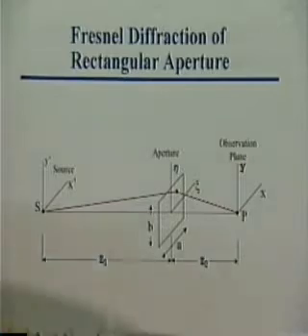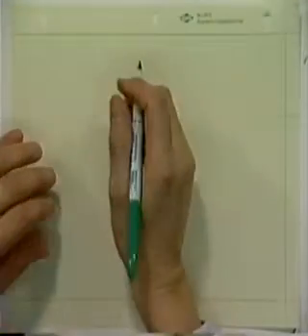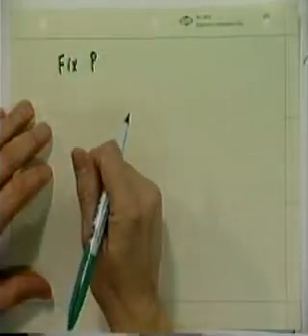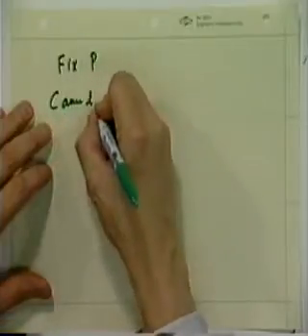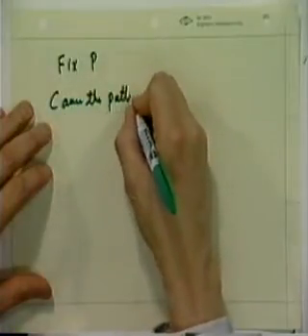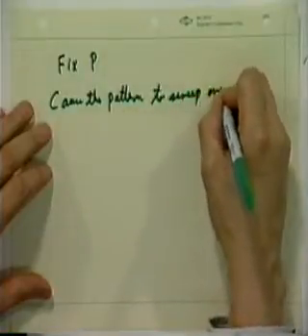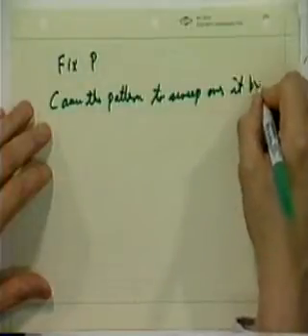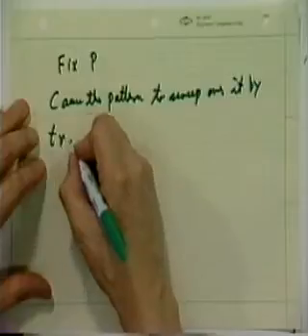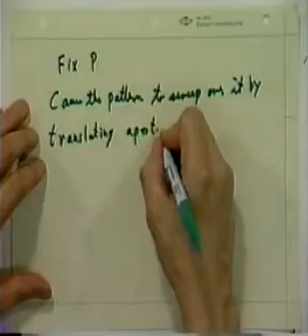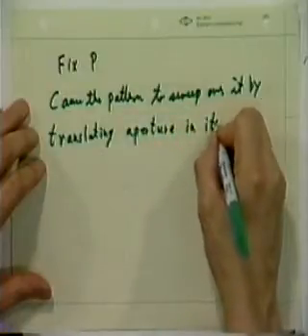So maybe I should write that down, and then we'll work with that and see what we can do. So we will fix P, so the observation point is fixed, and we're going to cause the diffraction pattern to sweep over it by translating the aperture in its own plane.